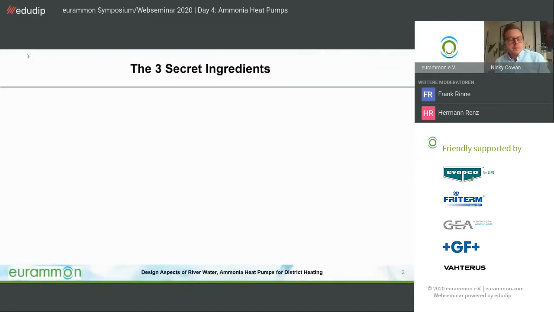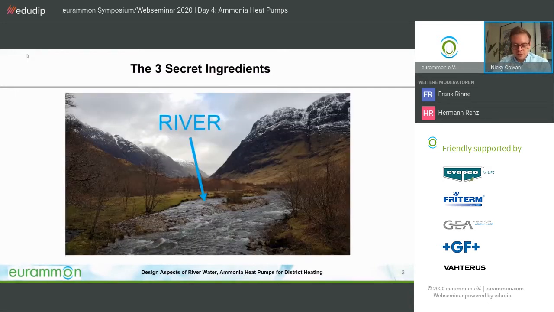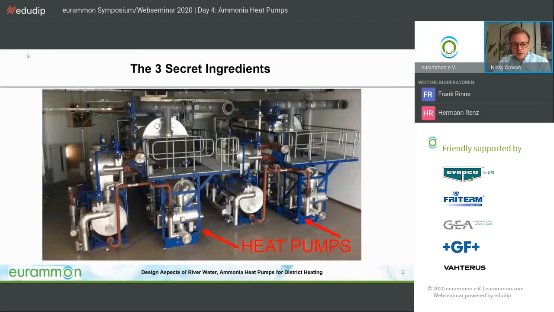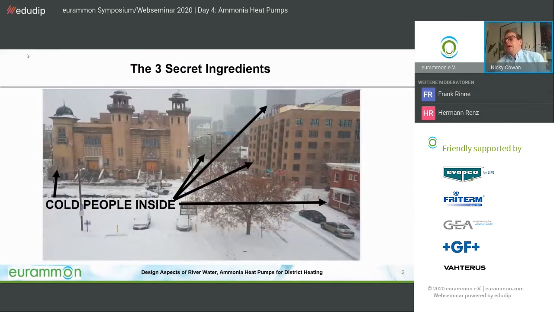Super. So there are three main things to making a river water ammonia heat pump for district heating. And you probably guessed what the three things are from the name of the presentation. First, you need a river. Second, you need a heat pump. And third, you need something to heat. That sets up nicely for breaking a project like this down into its component parts.